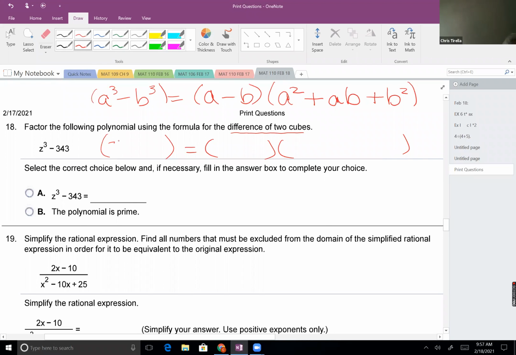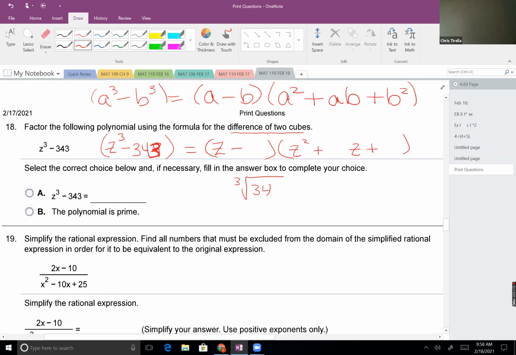So where I have z cubed minus 343, I think everybody can recognize the cube root of z cubed is z. So this will be z squared, this will be something times z, and some number squared. Now what we have to do is figure out the cube root of 343. I apologize, I misread it, 343. So what number to the third power gives me 343? What number times itself 3 times is 343? If you're not sure, you can use your calculator to get it.